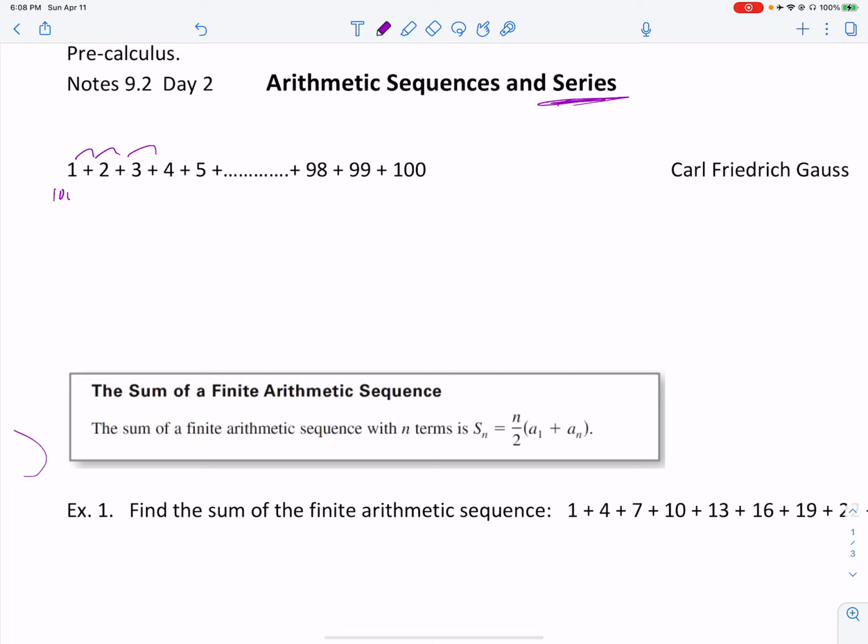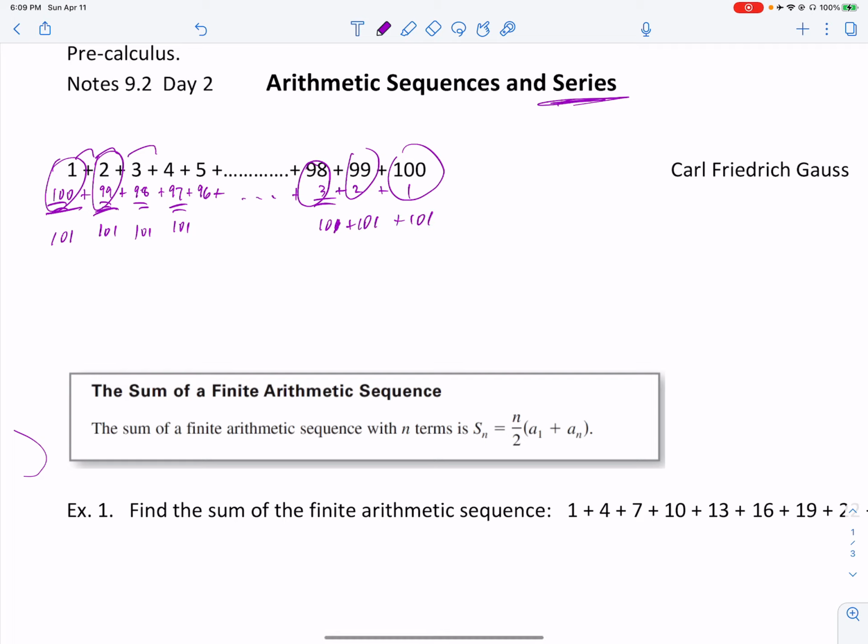And what he did is, notice if I line up the sum of integers in reverse order, and I look at adding, this is a pair, this is a pair, this is a pair, this is a pair, those pairs are always adding up to that same value of 101. This pair, this pair, this pair.